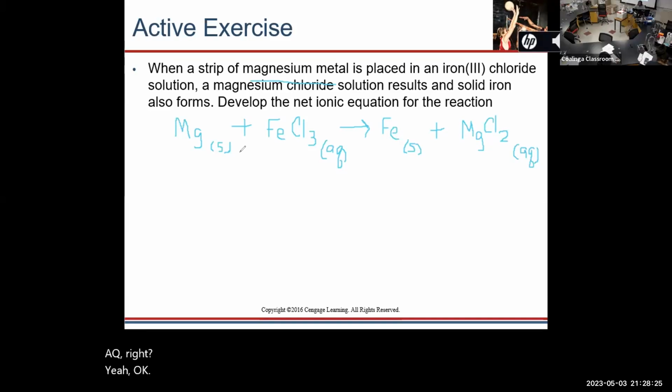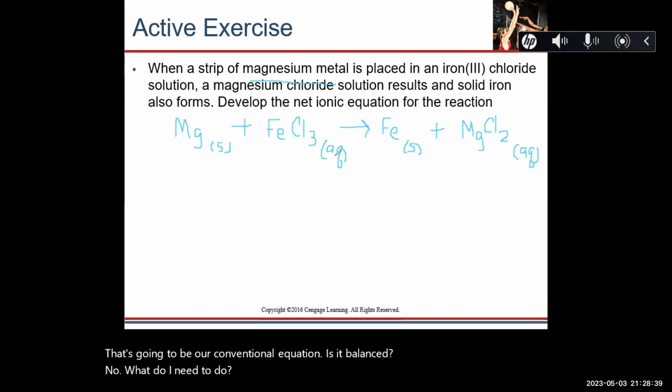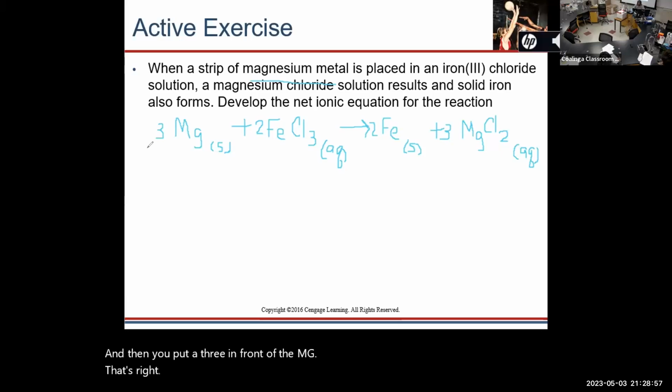So that's going to be our conventional equation. Is it balanced? No. What do I need to do? You put a 2 in front of the FeCl3, and then you put a 2 in front of the Fe. And then you put a 3 in front of the MgCl2, and then you put a 3 in front of the Mg. I don't know if that's right. That's right. I did it in my head. Okay. Good job.